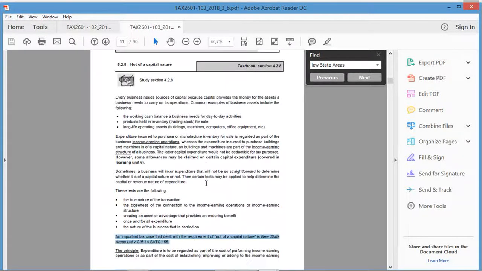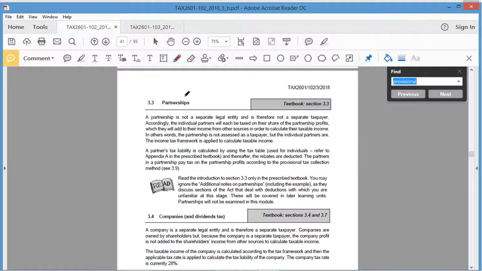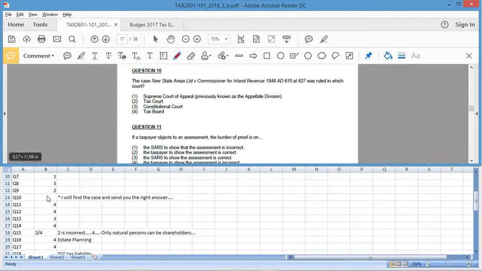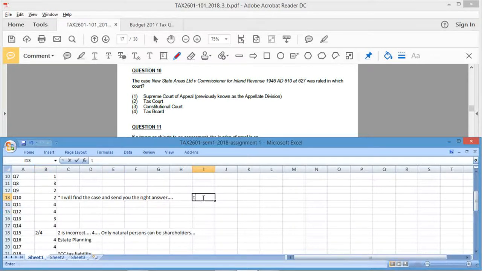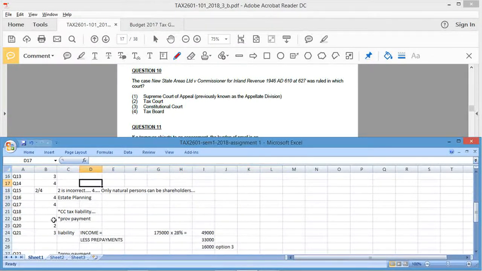So if we had to answer the question, we're looking at the difference between capital versus revenue. This case, New State Areas Limited versus CIR, was from the SATC, which is the South African Tax Court. So to answer this particular question, two would be the right answer for this one, but this is only covered in chapter 5, well, study unit 5. Okay, so a little bit ahead of time in terms of testing content that's slightly beyond the scope of chapter 1, 2 and 3.